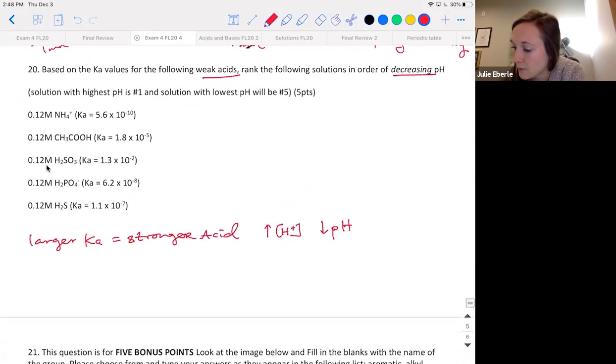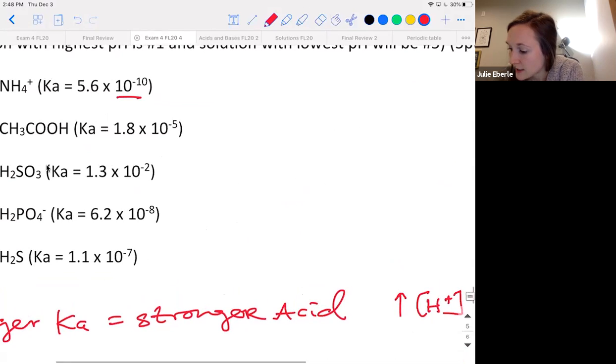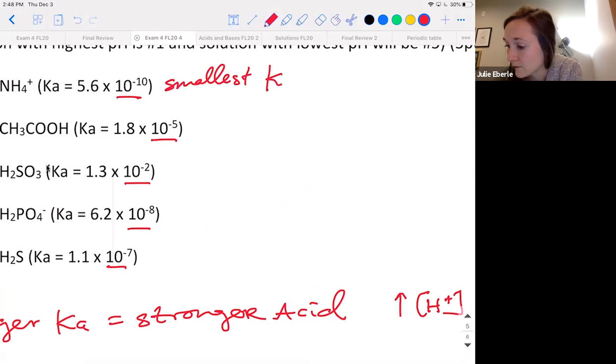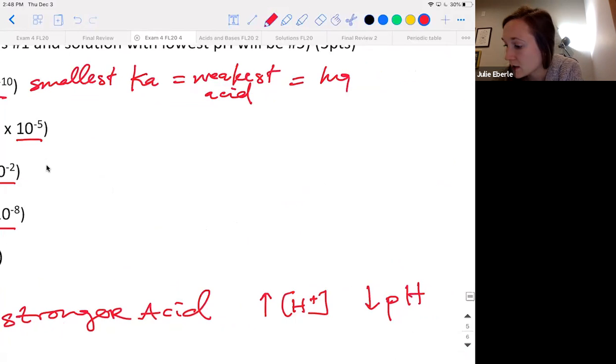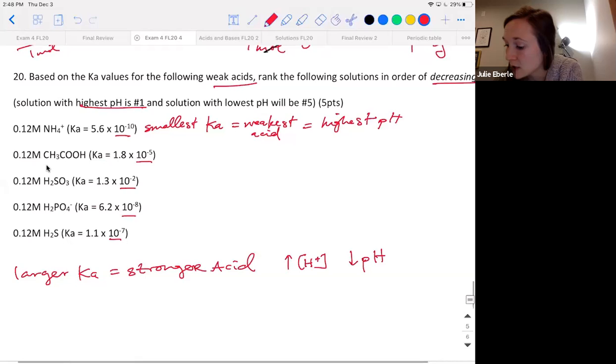So what that means, we've got to look at the exponents here. The exponents are going to tell us which one's the largest and which one's the smallest, okay? The smallest, 10 to the negative 10. This is the smallest Ka. So this is the weakest acid, which means it will have the highest pH. Okay, so this one, because we're doing decreasing, meaning the one with the highest pH is number 1.